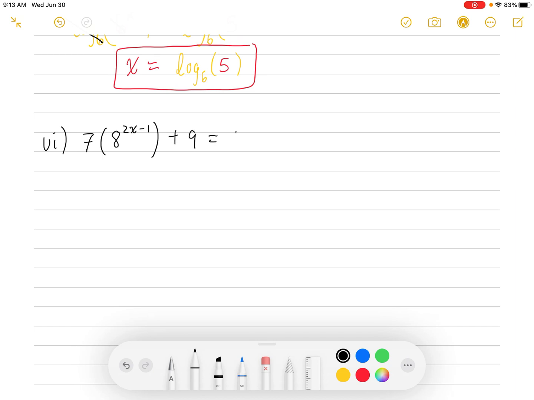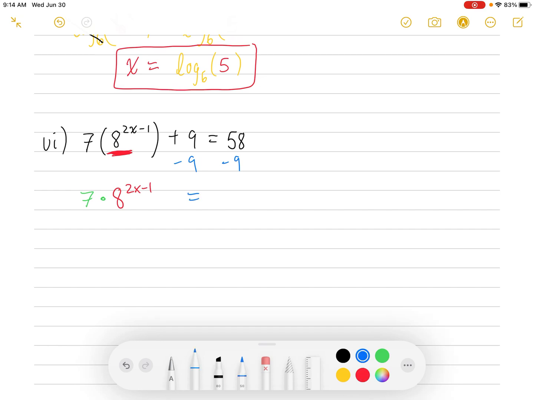Okay, let's do another one. Let's do number 6. We have 7 times 8 to the 2x minus 1 plus 9 equals 58. And the goal is to solve for x. So to get x by itself, we'll first have to get the exponential part by itself. So this exponential expression here we want to get by itself.